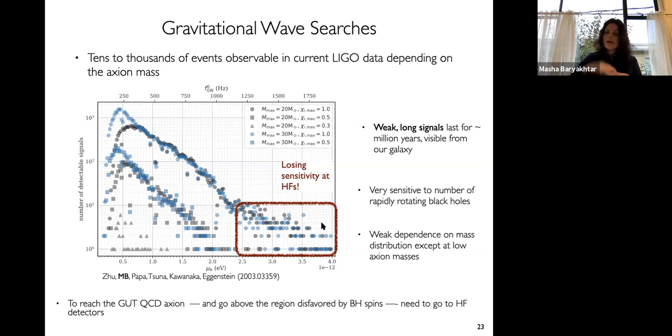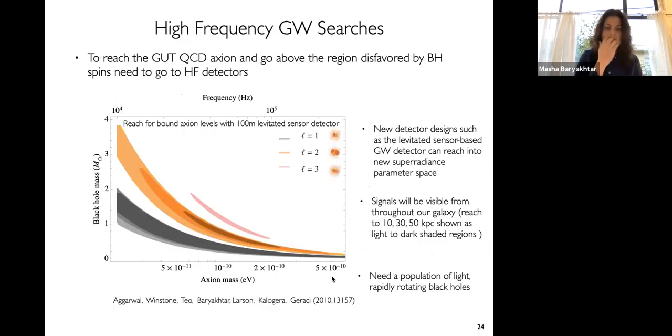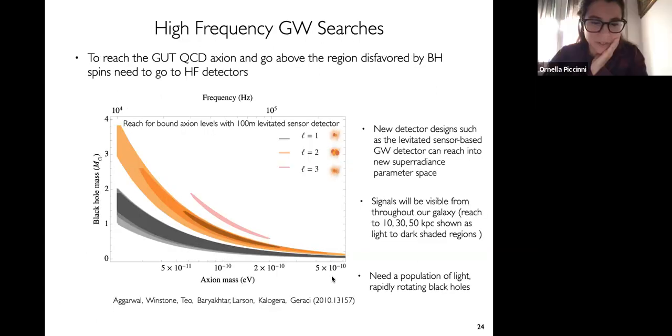But also LIGO and Virgo are rapidly losing their strain sensitivity at these high frequencies as well. And we're really interested in being able to go above a few times 10 to the minus 12. We want to get to 10 to the minus 11 or even 10 to the minus 10 electron volts, where there are really well-motivated axion candidates.